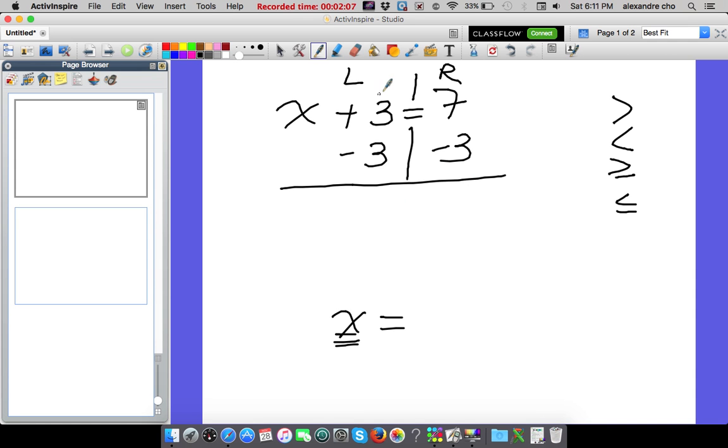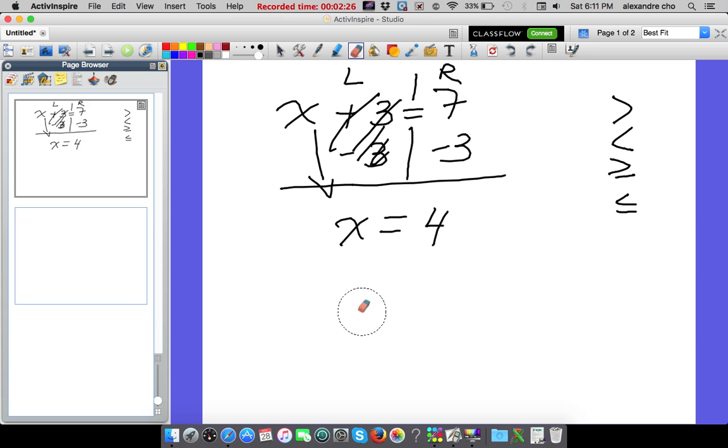Hopefully this is ringing a bell. If it's not, you're in trouble. I hate to say that, but you are. These two cancel out. Bring the x down. The equal sign comes back, and 7 minus 3 equals 4. So that's your answer. x equals 4.